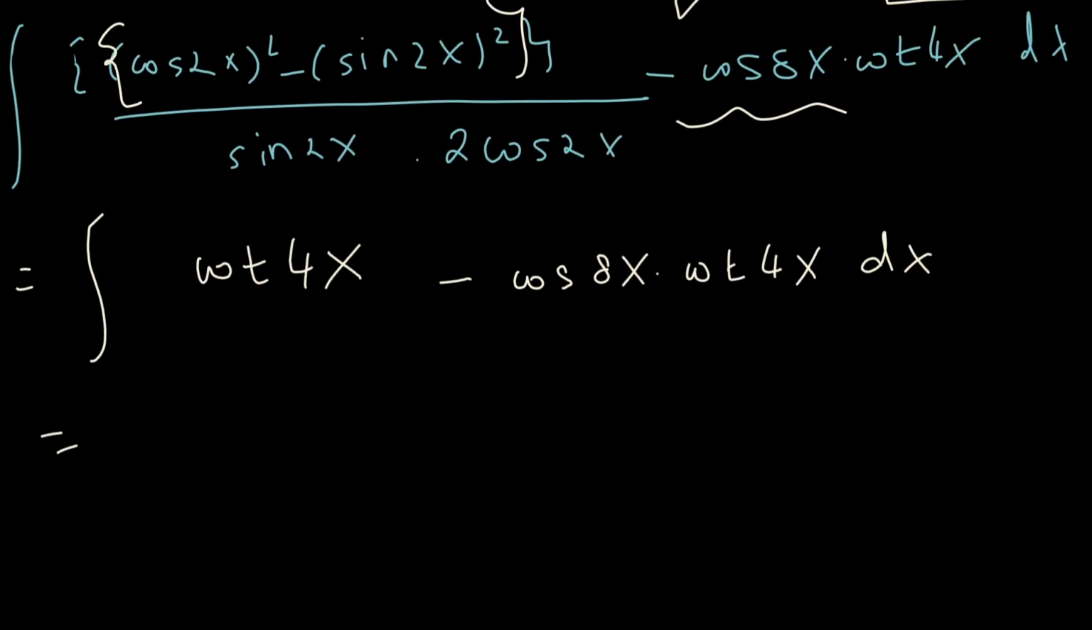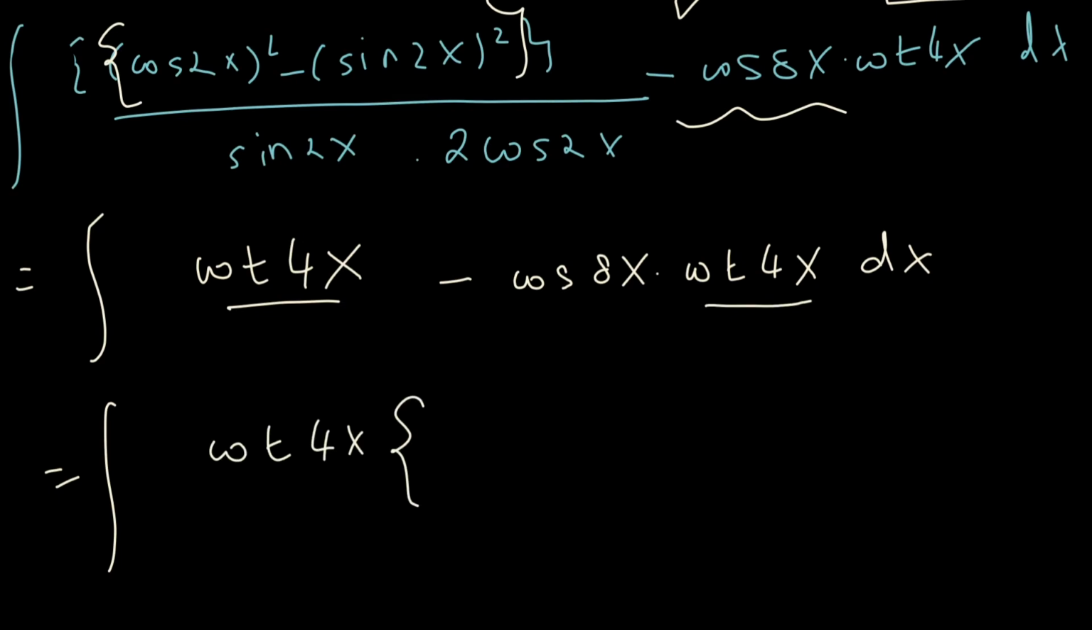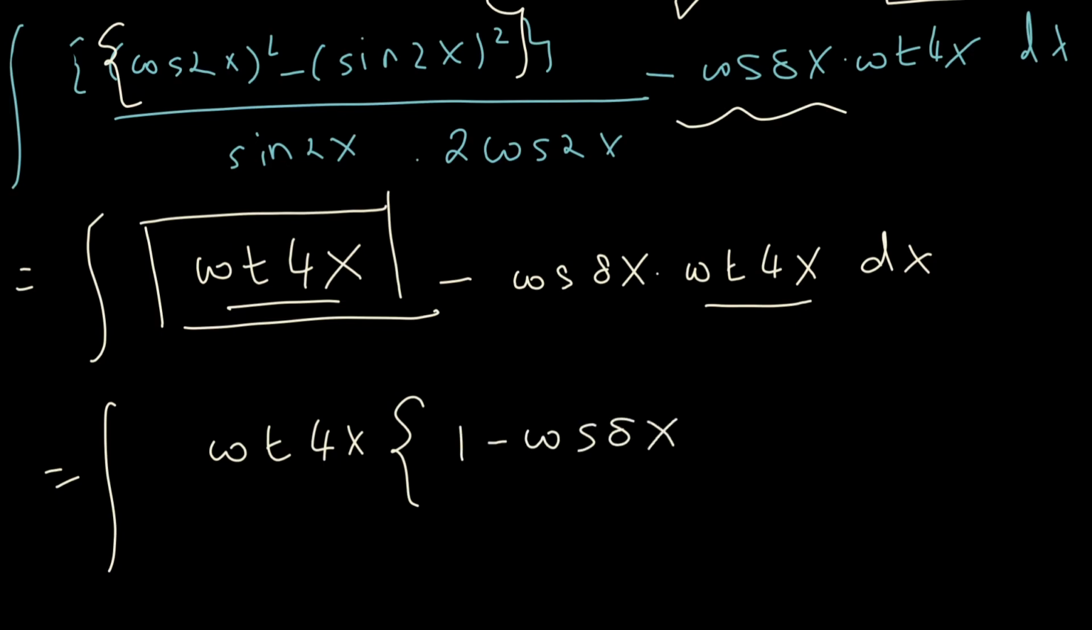Now I can see something very nice over here, and that is from the first and the second term I can simply take cot of 4x common. You can look carefully that the first term that was originally given just simplified, and at the end we are left with cot of 4x. Now 1 minus cos of 8x just gets multiplied with cot 4x after taking common, and at the end dx.